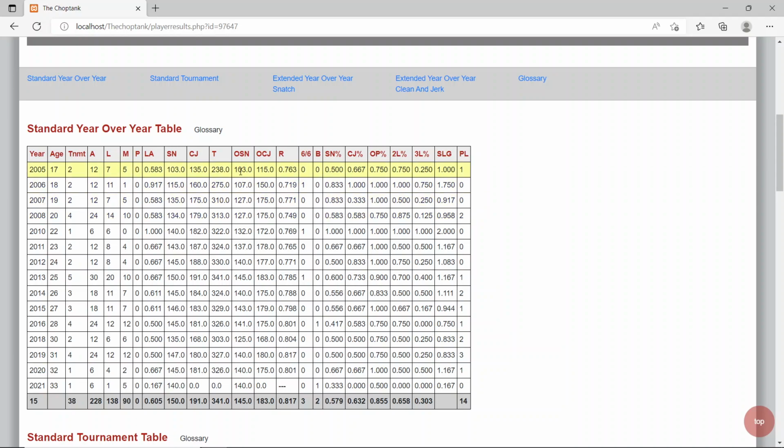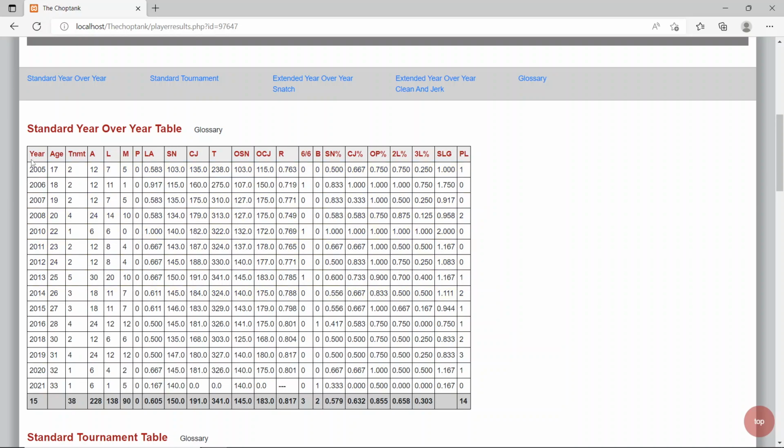We then follow up by his best opening attempt in the snatch, his best opening attempt in the clean and jerk, and the ratio of his best snatch to clean and jerk. The number of times he went 6 for 6, the number of times he bombed, his snatch percentage, clean and jerk percentage. Then we have his opening attempt percentage, his second lift percentage, his third lift percentage. Finally, we have slugging, which is an advanced statistic that we'll be writing up about in an upcoming article. We follow up last with PL, which stands for pressure lifts, and this is the number of times Travis made a lift after previously missing a lift.